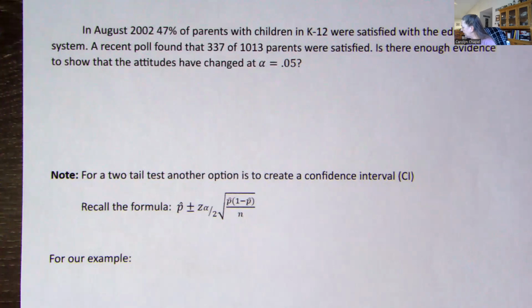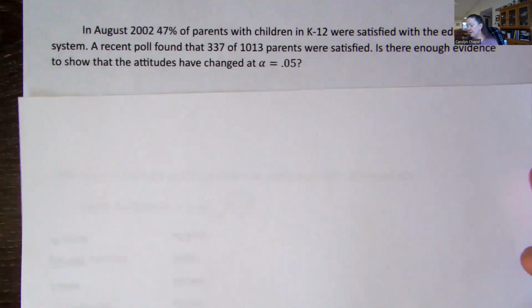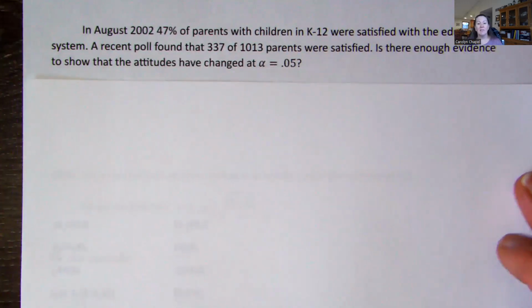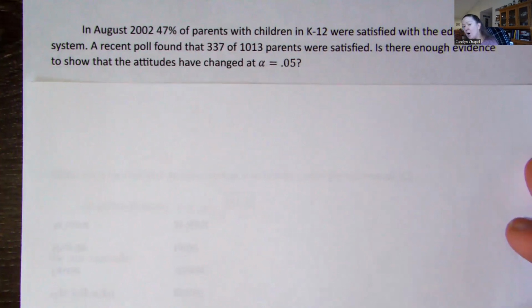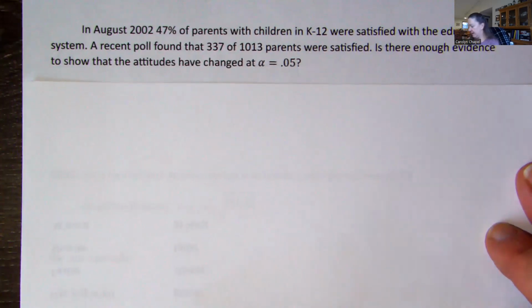All right, so we have, in 2002, 47% of K-12 parents were satisfied with the educational system. Okay, fine. A recent poll found that 337 of 1013 parents were satisfied. Is there enough evidence to show that the attitudes have changed? Okay, so we're kind of looking at now versus back then.